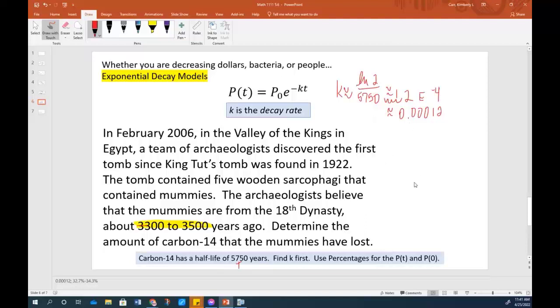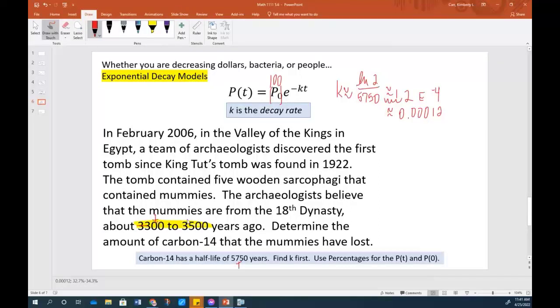So now that I know the decay factor, we need to find the amount that they've lost, and what we're going to do is find the percentages, because I don't have any measurement of grams or anything like that, so percentages is really my only option. And I know that they started with 100%. So I'm going to use P sub 0 as 100. If that's 100, I also know my time.